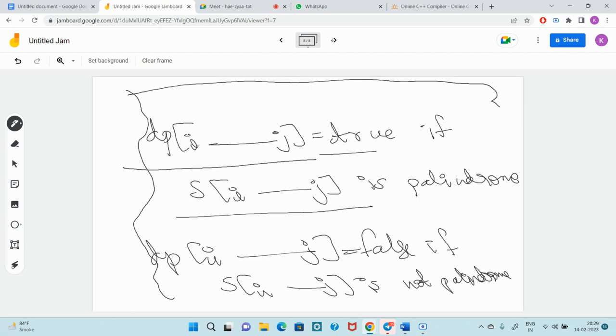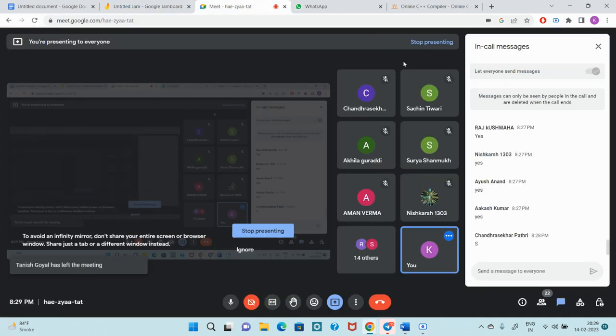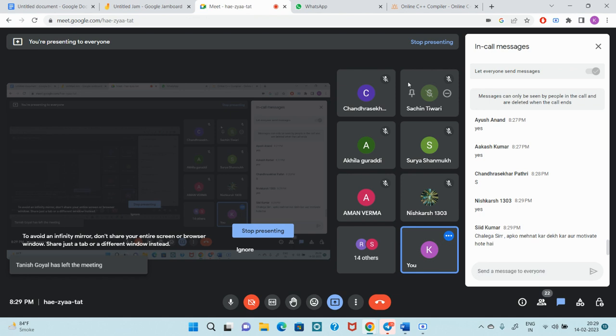We are just assuming that we have some magical formula such that dp of I to j will be true if s of I to j is a palindrome, and dp of I to j will be false if s of I to j is not a palindrome. Guys, is this much clear? Yes or no in chat?